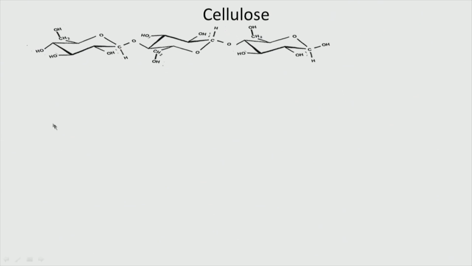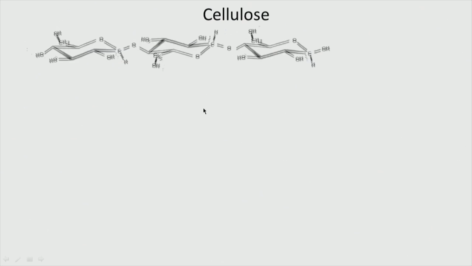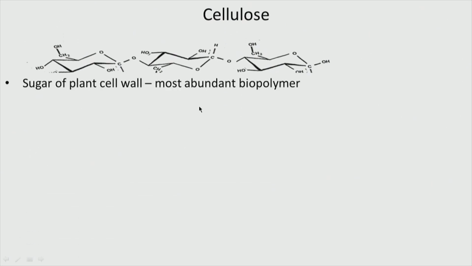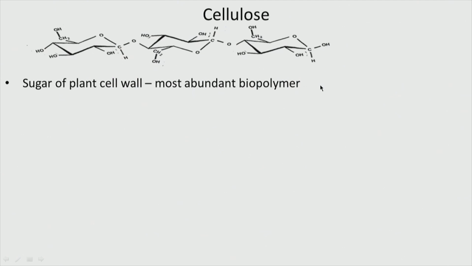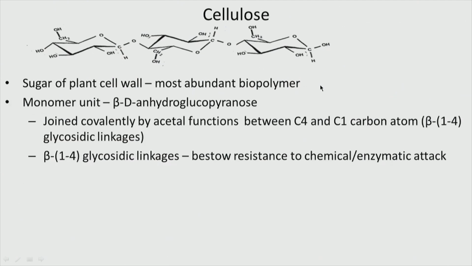Cellulose, okay, this is what cellulose is. They are all connected like this. They are found in the cell wall of plants. It is the most abundant biopolymer.